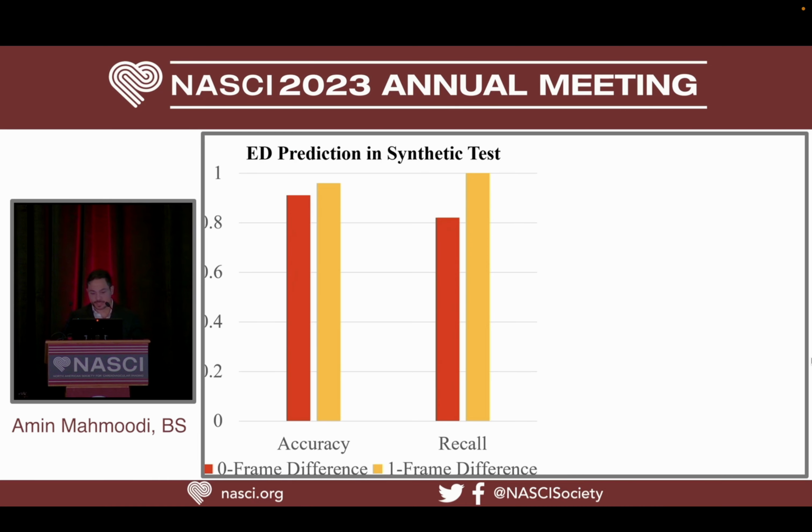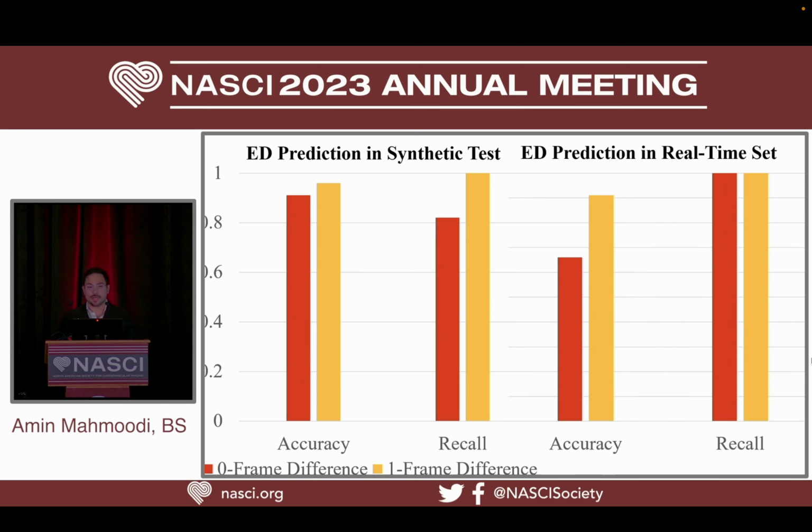And when we were testing this in 11 patients who had actual real-time data, we saw that recall was near perfect, both with 0 and 1 frame leniency, so there were no false negatives. However, we took a hit to the accuracy, which means there were some false positives being determined by our model. Here's what that would look like in 1 patient, for example.